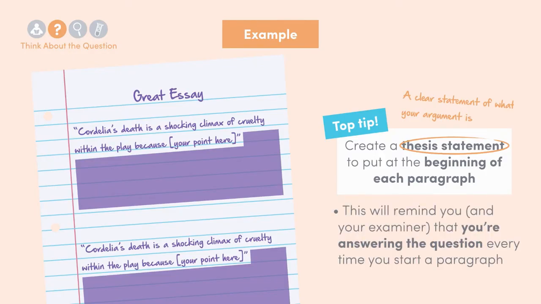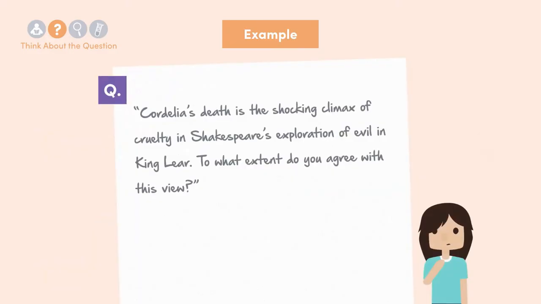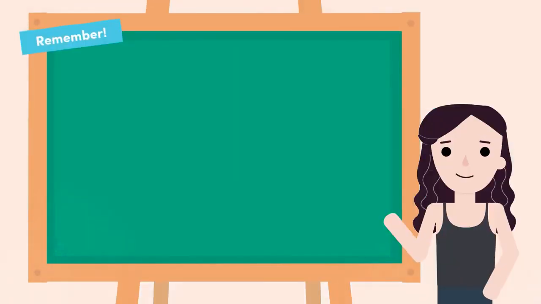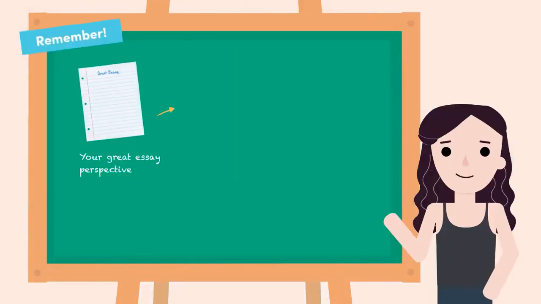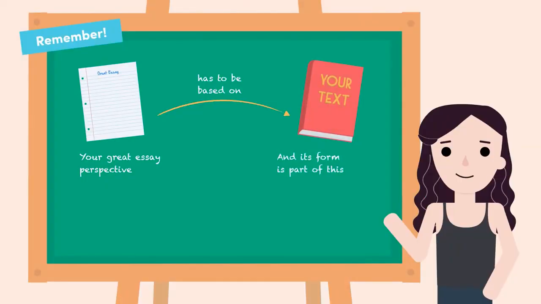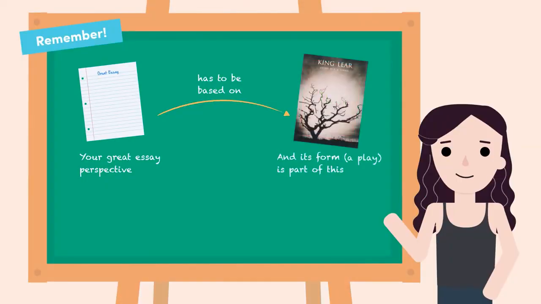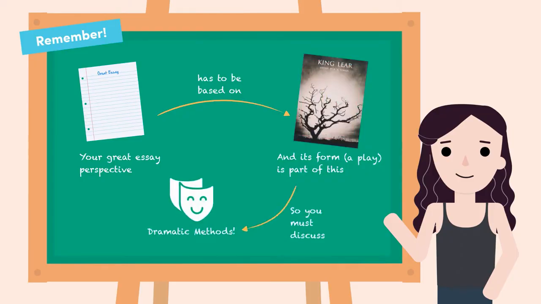Now, you might be saying, I thought this was a video about drama. This isn't a question about drama. What's going on? Remember, you can only support your view about Cordelia's death by proving it's based on the text, and you're always going to have to talk about form in some capacity to do this. Since King Lear is a play, this means we've got to analyse dramatic methods. So, what are dramatic methods exactly? Well, let me tell you in the next step of the video.